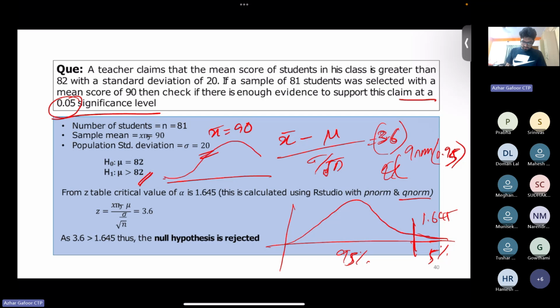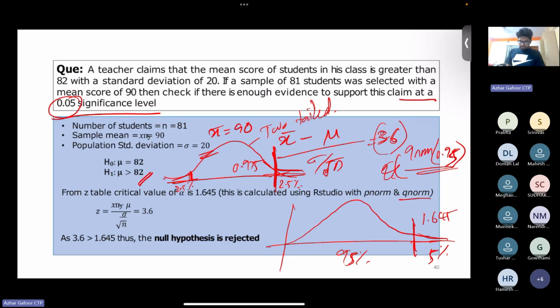Now, if it was two-tailed with a significance level of 5%, in case of two-tailed, the 5% has to be split into upper tail and lower tail. So you will have 2.5% here and 2.5% here. So the value that we will have to find using qnorm will be 97.5 percent, or 0.975.